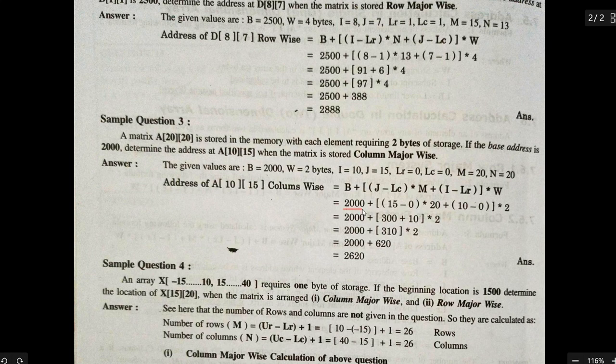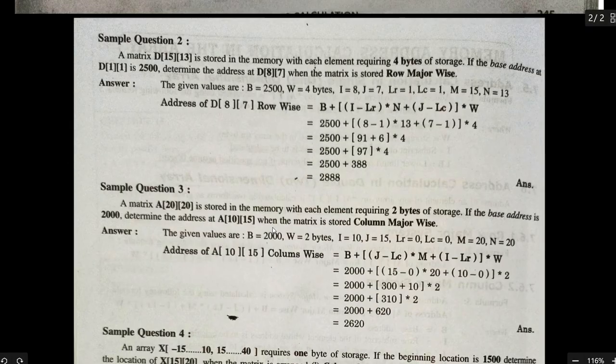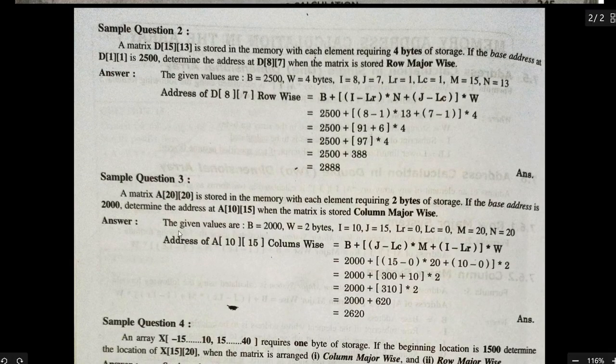Place the values in the formula in the correct way. Perform the calculation. Here you have to do the multiplication. Here you have to do the addition. And then you will get the result. So learn this formula. Practice the related questions. Related questions you will find in chapter number 8.